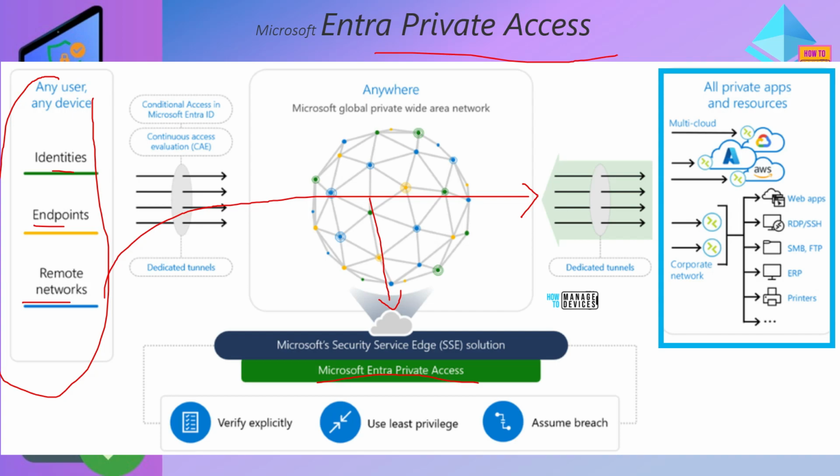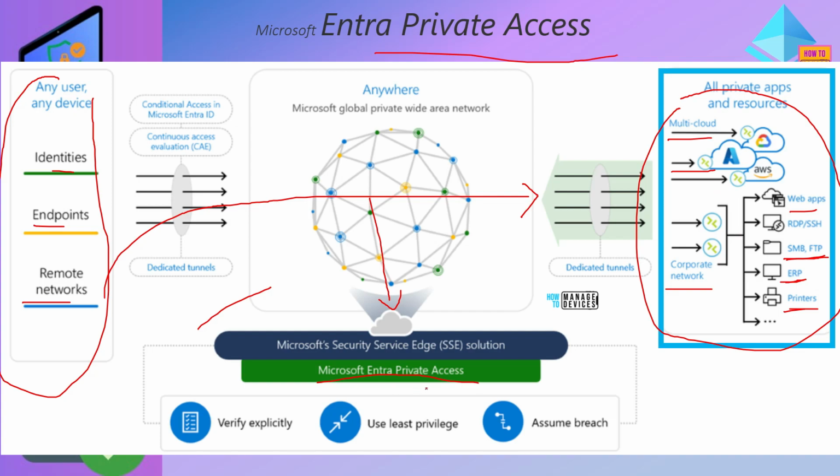Entra Private Access is an identity-centric, zero-trust network access solution for secure access to private resources. So these are the private resources: multi-cloud, SaaS or PaaS solutions, and then corporate network, web applications, SMB, FTP protocol, printers, ERP systems, etc. These are the private resources in this scenario.